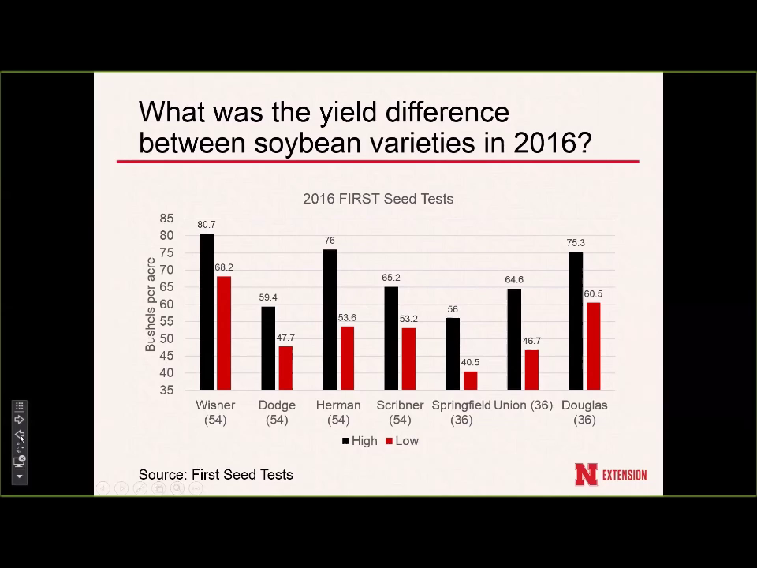Just this past year at our locations, here was the difference between the top performing variety and the lowest yield of those varieties. At the Wisner location, there are 54 varieties tested. All these same 54 varieties are tested at all of these locations here: Wisner, Dodge, Herman, and Scribner. For Southeast Nebraska, we have Springfield this past year, Union, and Douglas.